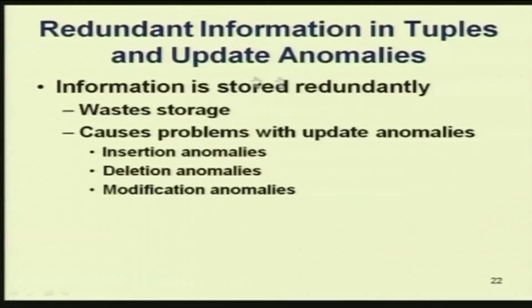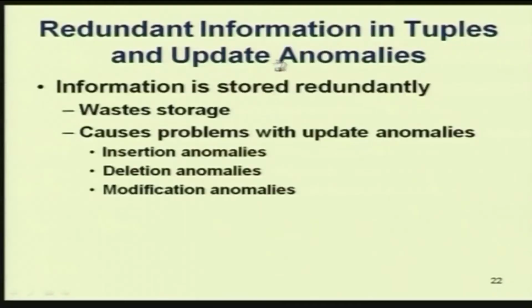Now, let us go to the other parts of the design. First, we are going to talk about redundant information. We had the semantics of the relations, and now we are going to talk about reducing redundant information as far as possible. That is another guideline that we use for relational database design. So, what does this mean? Redundant information in tuples and update anomalies are connected together. Let us look at that.